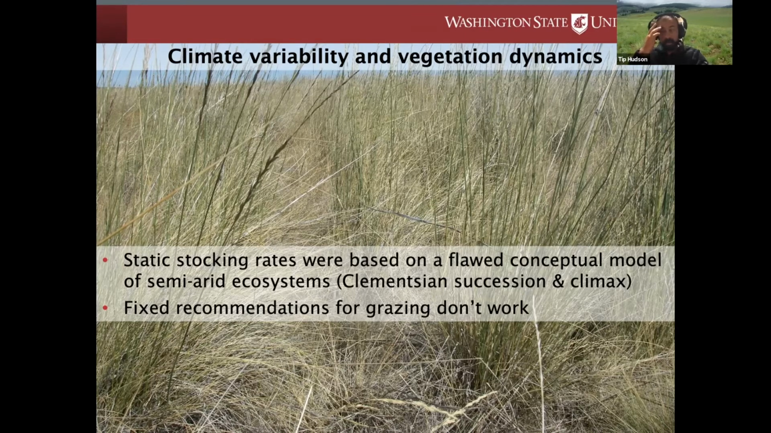This is likely not new news to anybody on this meeting, but there's a couple of reasons why fixed stocking rates are not a good idea in nearly any semi-arid ecosystem. The first is what we've already discussed, that environmental variability is the norm. The second is that this Clementsian model assumed that any ecosystem would move toward the climax plant community if we removed the disturbances that caused it to become degraded. If those disturbances were removed, it would snap back like a spring to that climax plant community.